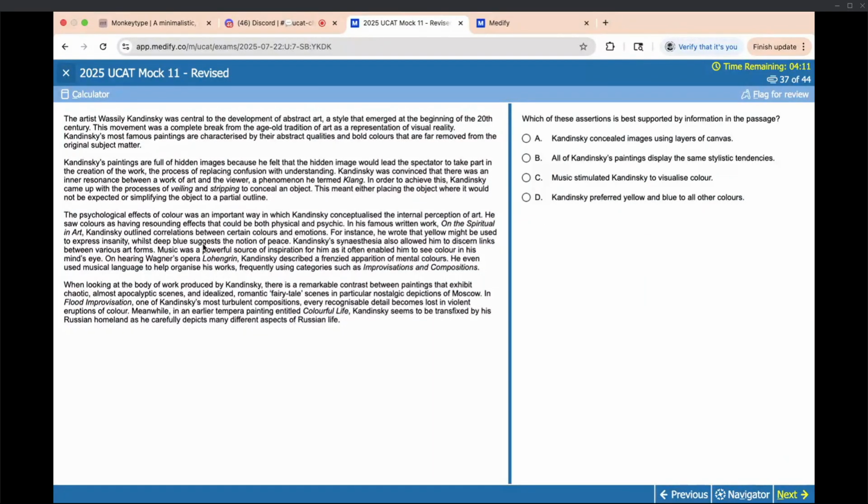But here, both here. I think I was reading the question too, and it said deep blues. So it said his mind's color, so it helped him. Music helped him with his works. So a frenzy of apparition mental colors. So it helped him. Northern's canvas. He did visualize color.